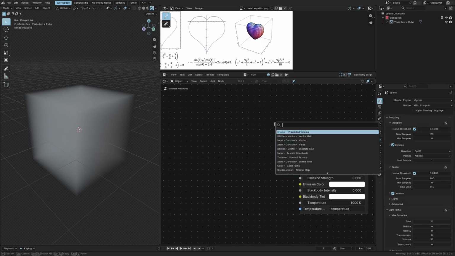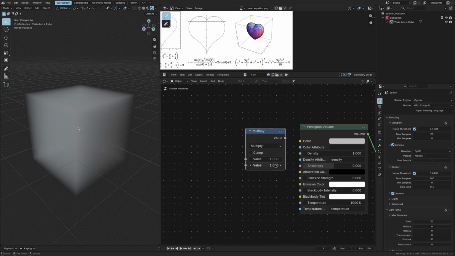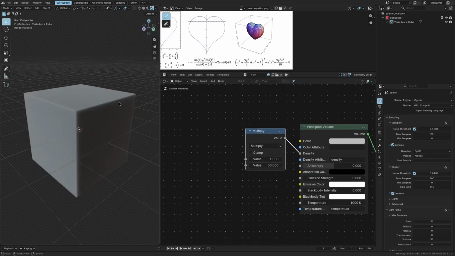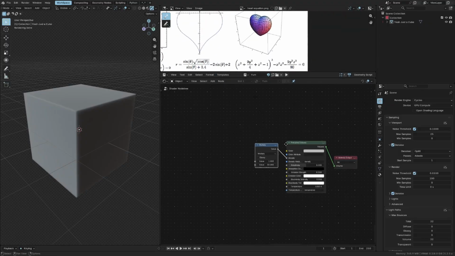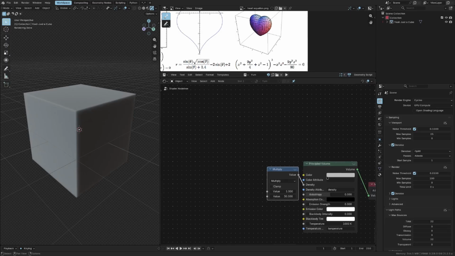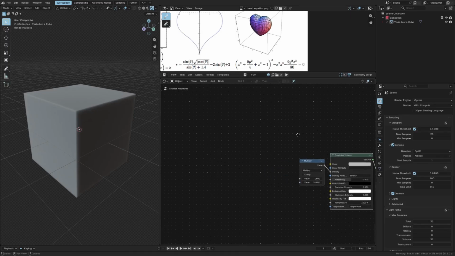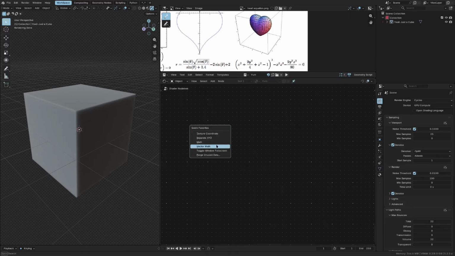So for the density, I'm going to set it to Math Multiply and set the density to like 30 to make it look more dense, and we'll see a better result. Alright, so this is the default setting, and we are going to create the heart step by step.